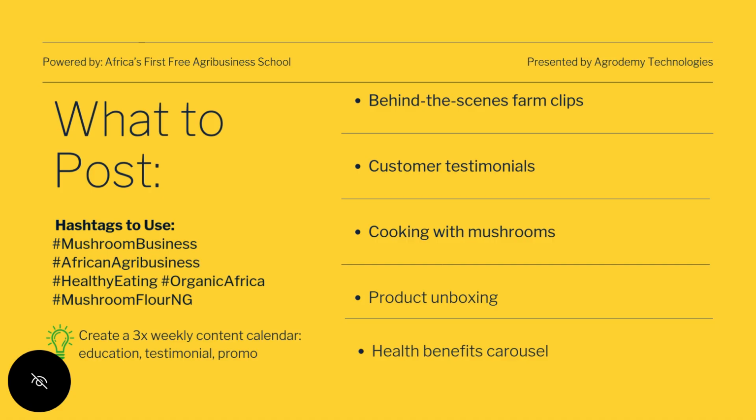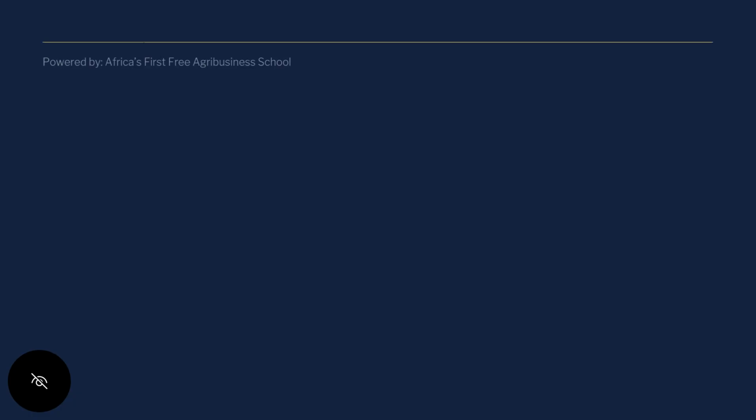I always advise that you create a 3 times weekly content calendar, one that contains education, testimonial, and promo. As a flip, if you don't have testimonials, you can flip this to something funny, right? Humor, so that people are excited about following your page. You post things around behind the scene on the farm, your customers' testimonial, cooking with mushroom, product unboxing, and health benefit carousel, so that they can understand the health benefit of your product. And with this knowledge, you now know how to market, sell your mushroom, decide your pricing, keep records, and make the money in the mushroom business.